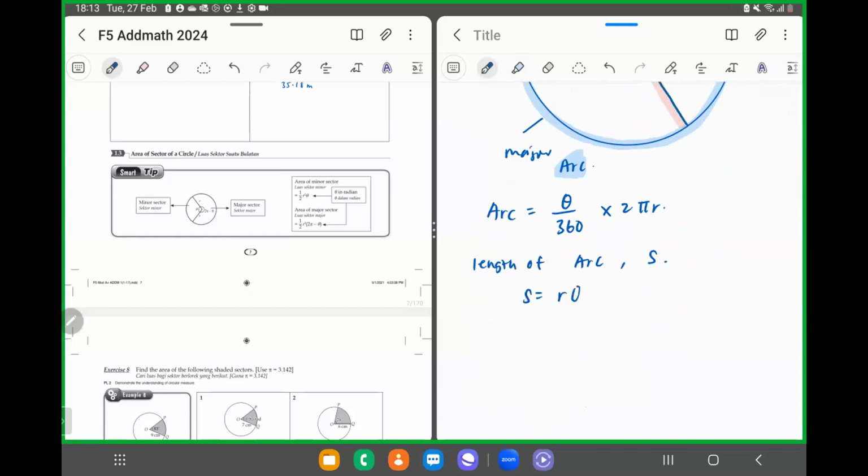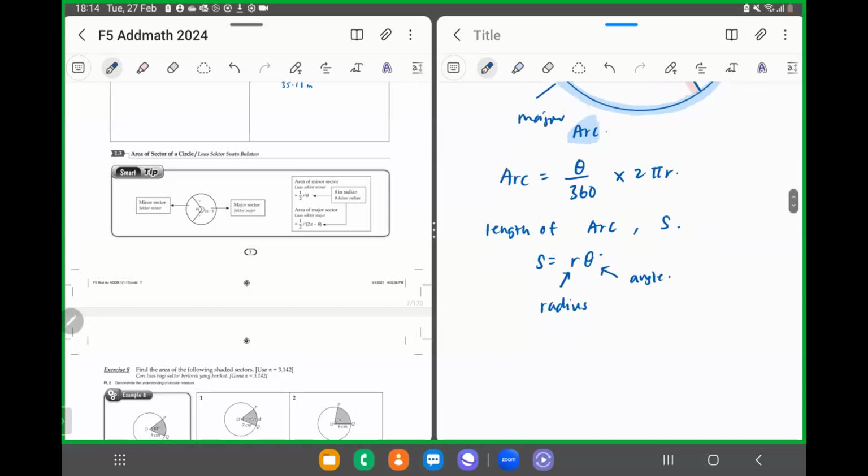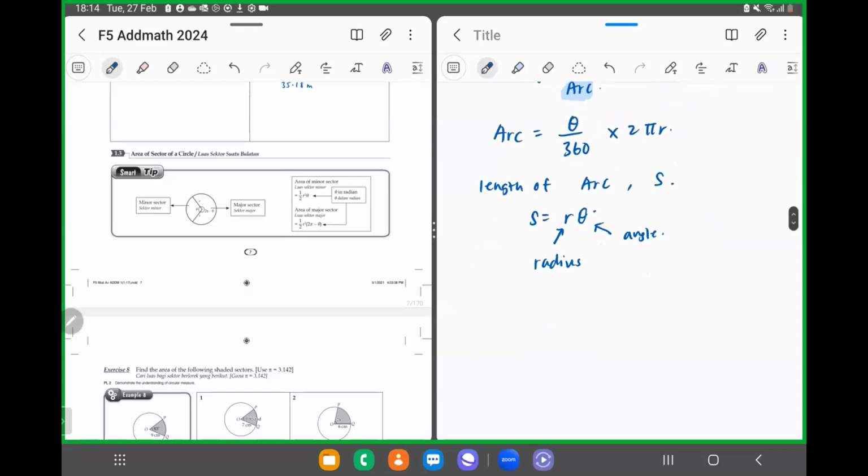So S equals r theta, where r is the radius. This one is the radius, and this one is referring to the angle. Okay, and last week we touched on the angle also. The angle, normally we measure in degrees, right? But there is another unit for angle which we call the radian, R-A-D, dot. You can write with the dot or without the dot, also okay. Both are the same. So we measure the angle either in degrees or radians.